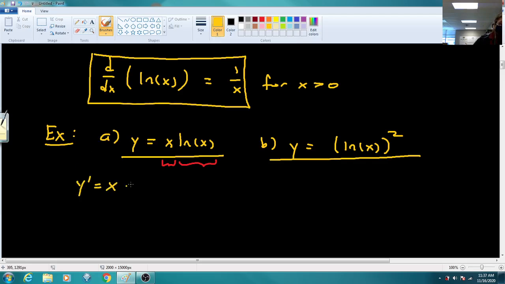So we're going to leave the x alone. We'll take the derivative of natural log of x, which my equation tells me is 1 over x. Plus, now we leave the natural log of x alone, and we take the derivative of x. Derivative of x is 1. We get that times natural log of x. And x times 1 over x is just 1. Plus a 1 times the natural log of x is natural log of x.